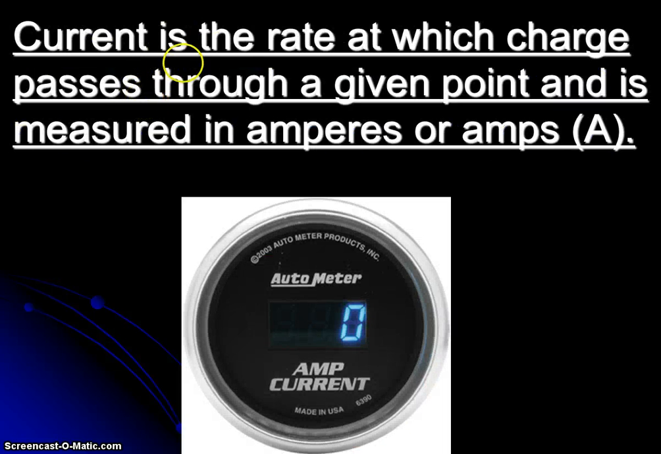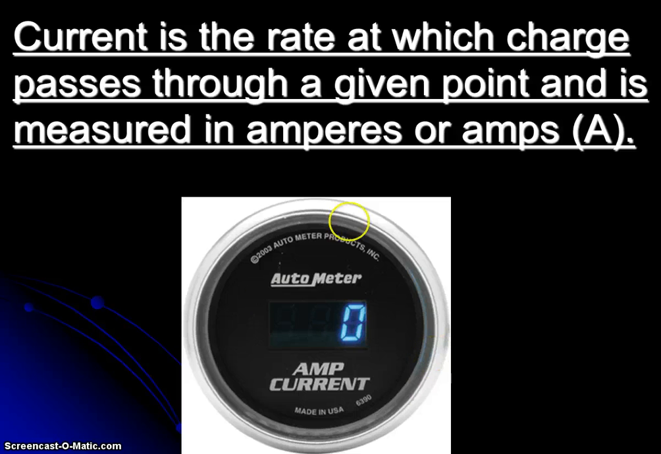Current, electric current, we talk about electric current, right? It is the rate at which charges pass through a given point. So it's the rate at which the charges are flowing. We like to measure things in rates, to tell how long it takes something to do something, how long it takes it to flow. So current is the rate at which charges are passing through a given point.